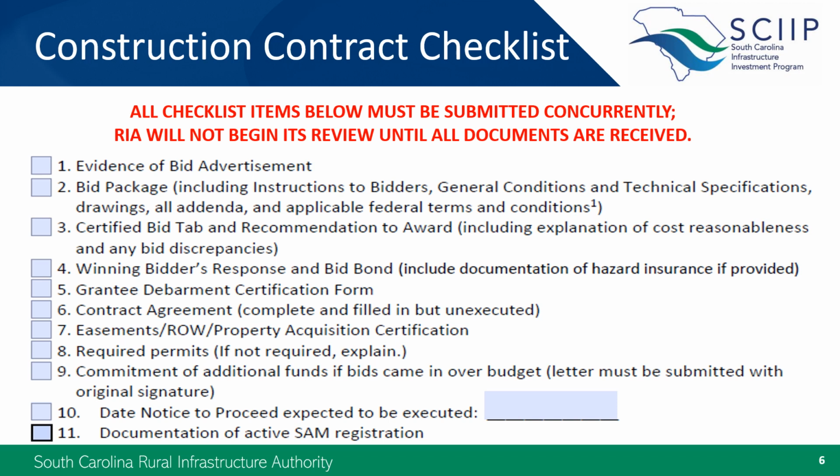It's important to point out again that RIA will not begin its review of the post-bid package until all required documentation have been submitted. We will review the submitted package for completeness and respond to the grantee to request any missing contract documents. Once requested, the grantee must submit the missing documentation within 3 business days. If a response is not received within the established timeline, RIA will stop further review and notify the grantee that the bid package must be resubmitted once it is complete.